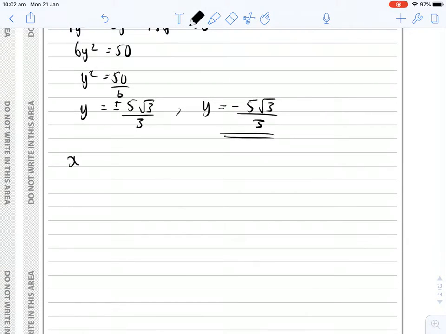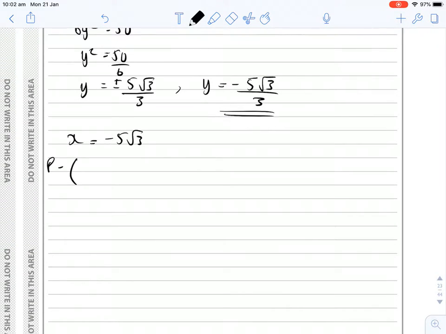And we want to find the x value, so we plug that in, and we just get negative 5 root 3 when we plug the x value in. So the overall coordinates of P are going to be minus 5 root 3 and minus 5 root 3 over 3.